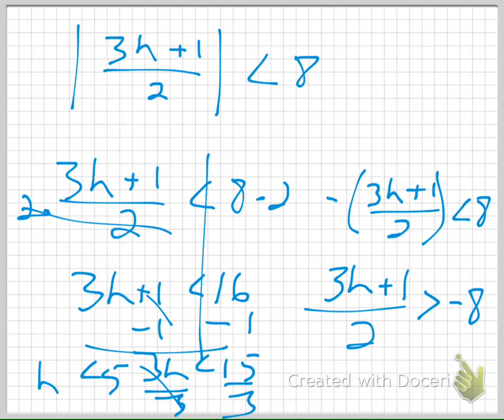Isn't that multiplying both sides by -1? Multiply by 2, multiply by 2. 3h plus 1 is greater than -16. Minus 1, minus 1. We're still at -1 minus 1. So you just have to flip the whole fraction. -3h.